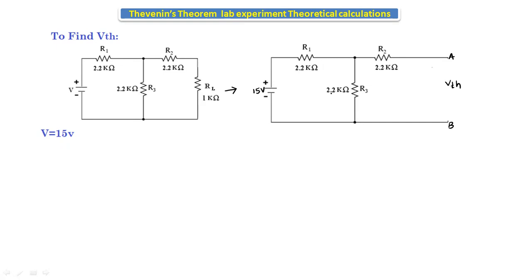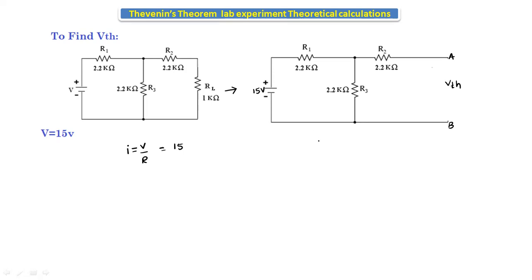To find the voltage across the 2.2, first we need to find the current. To find the current I, the formula is I is equal to V by R. What is the V here? V is 15 volts. Now let's find out the R value.